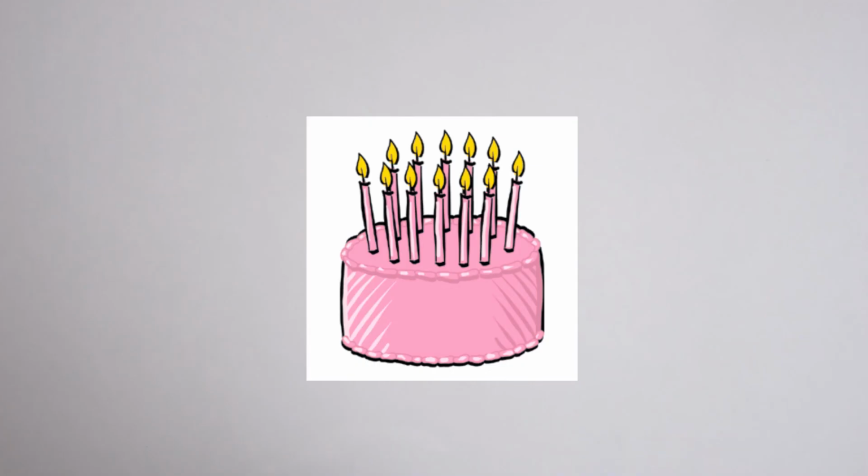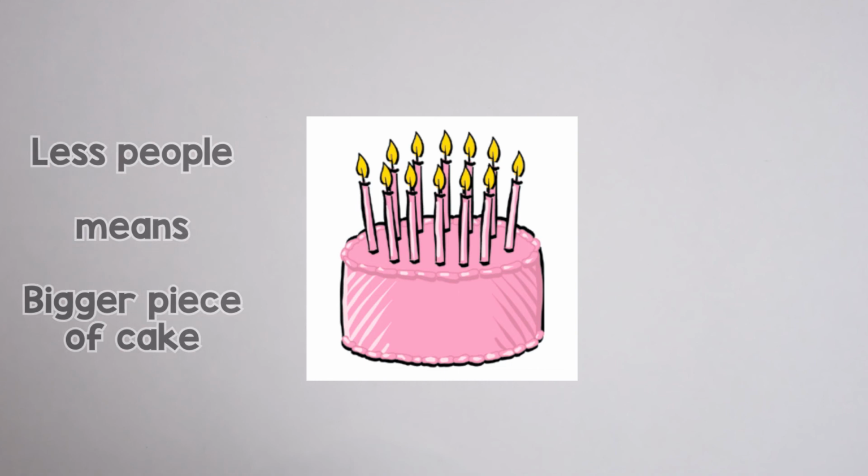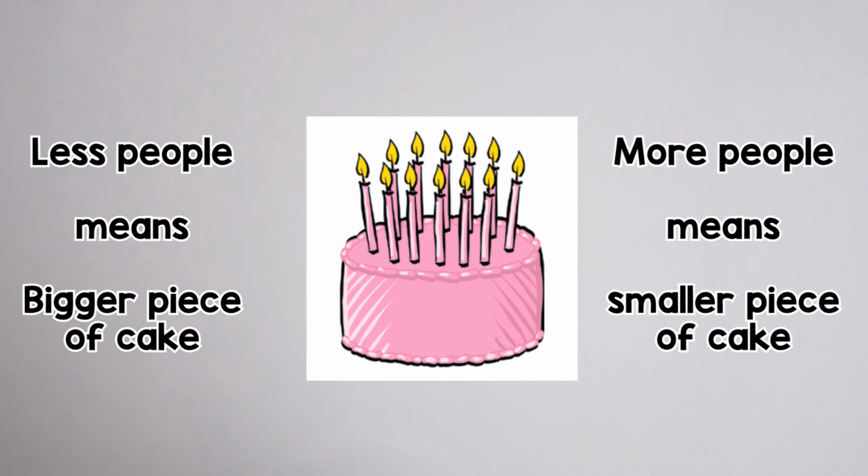Or to give a comparison, think of it this way: if there is a cake on the table and there are fewer people, then each of them will get a bigger share. But if there are more people near the table, then they'll get pieces of smaller sizes.